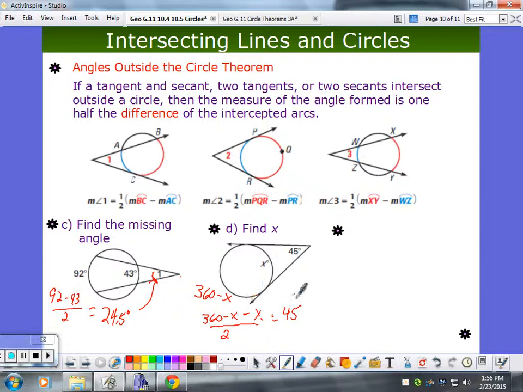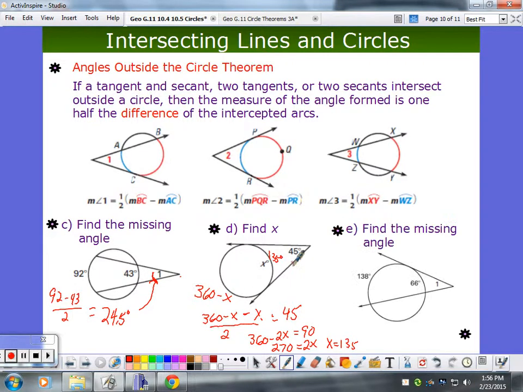Multiply both sides by 2, combine like terms. I'm getting 360 minus 2x equals 90. If I add 2x and subtract 90, that's 270 equals 2x. Divide both sides by 2, looks like x is 135. So this one's 135. We need to find this one, 360 minus 135, we find another arc. Are you with me? This one's a little bit tricky.